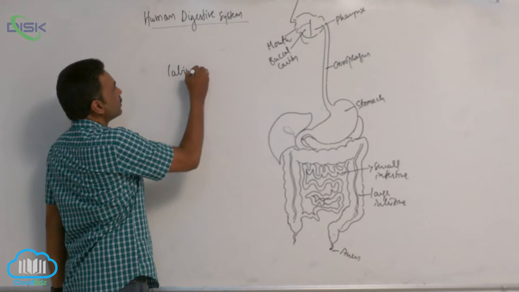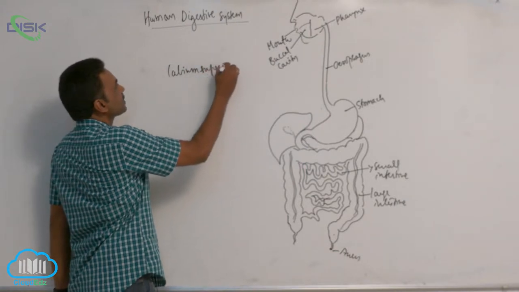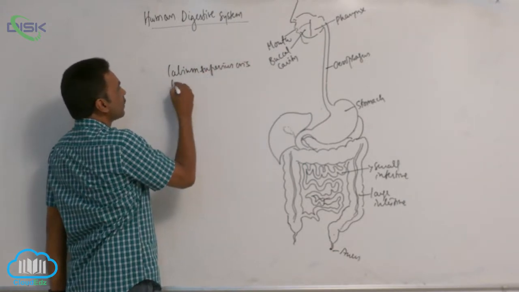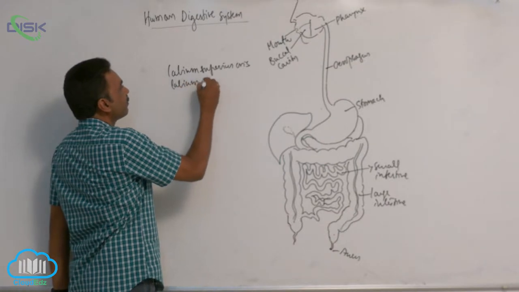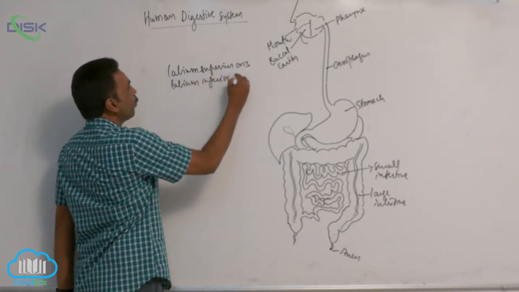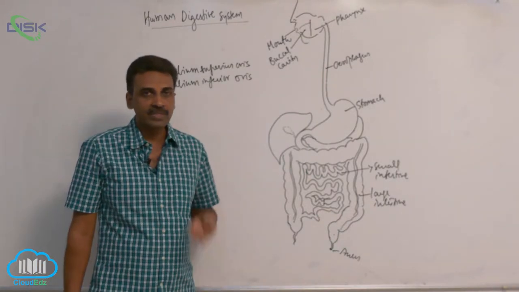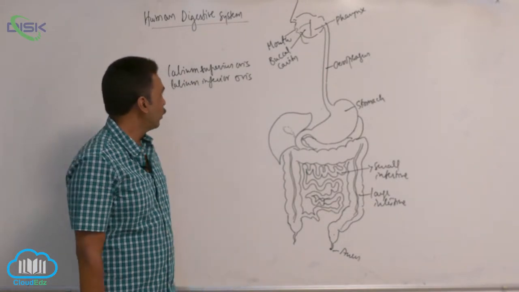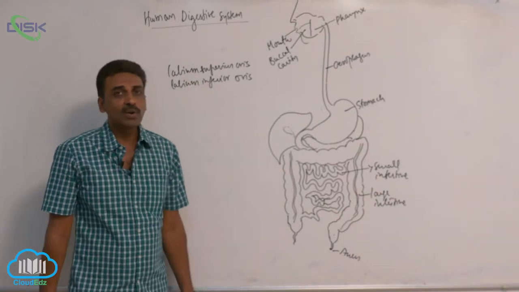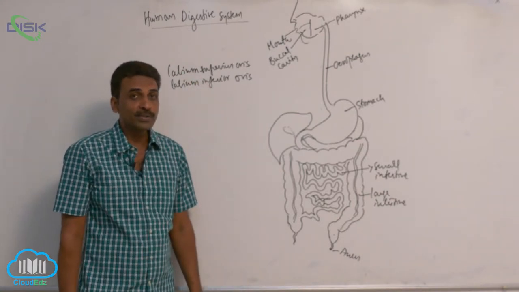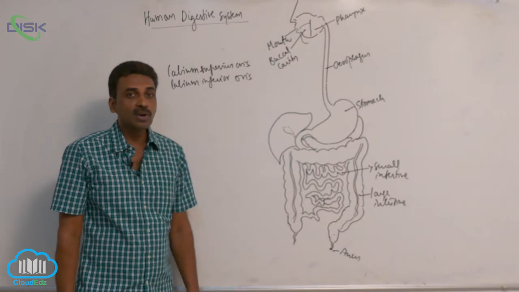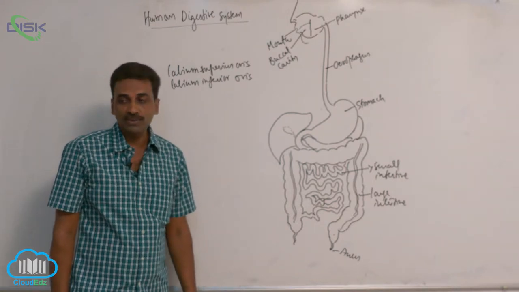Labium superius oris, labium inferius oris. So we have two lips, the upper lip and the lower lip. The upper lip is called labium superius oris, the lower lip is called labium inferius oris.